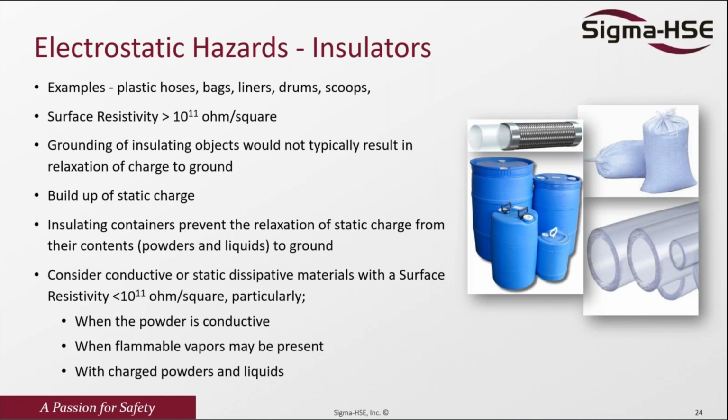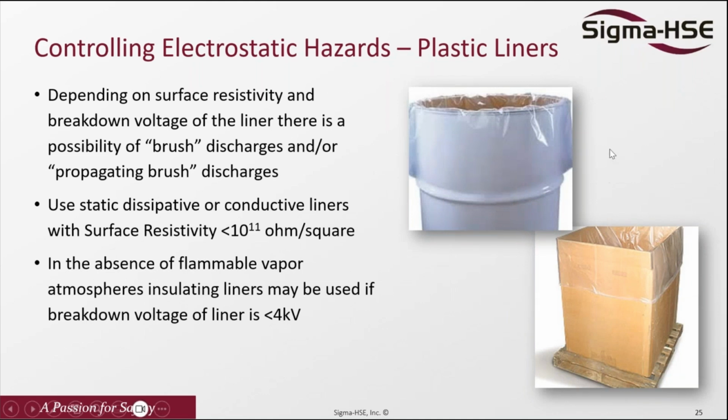And usually we need to know the resistivity. The surface resistivity always needs to stay below 10 exponent 11, and this we can determine in a lab. So we need to ensure that every piece of equipment that we use in a flammable atmosphere area is either conductive or static dissipative. And how do you also control linings? You know, plastic liners. Sometimes we have these linings in the powder industry, where you have this metal container, and sometimes a fiber drum.